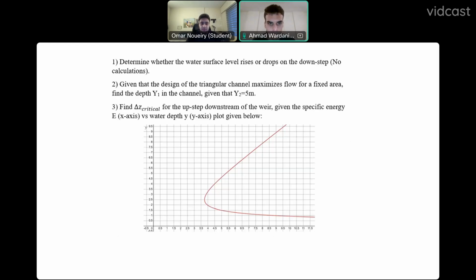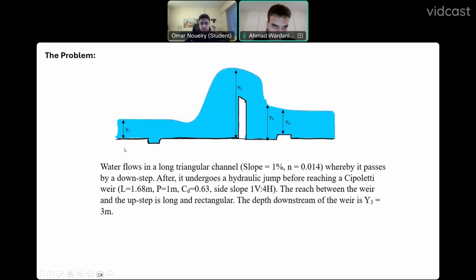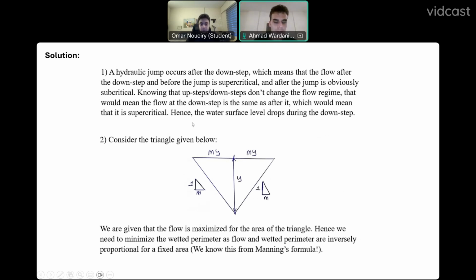Okay, now we're going to be solving for y1, question 2, the depth here, y1. So we're going to first consider the triangle below. It has the ratio vertical to horizontal of 1 in the vertical and m in the horizontal, but this m is unknown. However, we are given that the flow is maximized for the area of the triangle. Hence, we need to minimize the wetted perimeter, as flow and wetted perimeter are inversely proportional for a fixed area. This is known from Manning's formula, since the perimeter is in the denominator, and as we decrease the denominator, the number is going to be bigger, the flow Q.